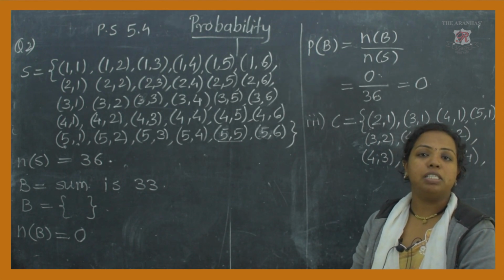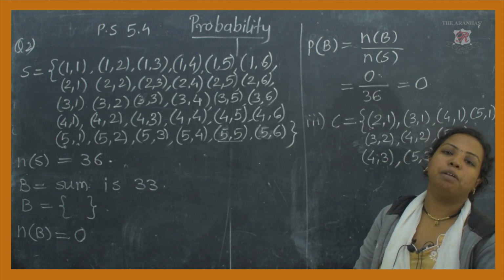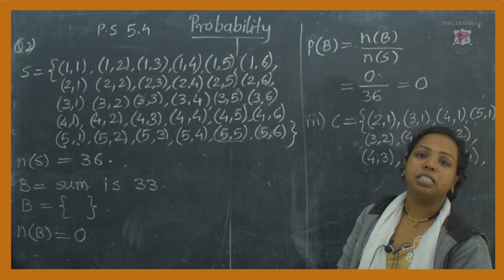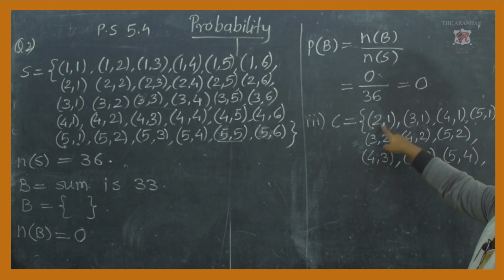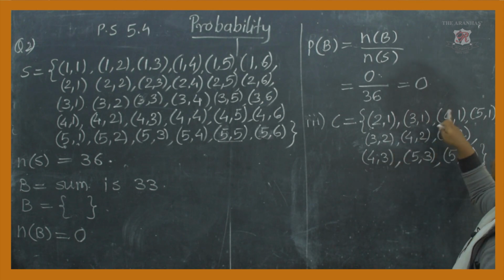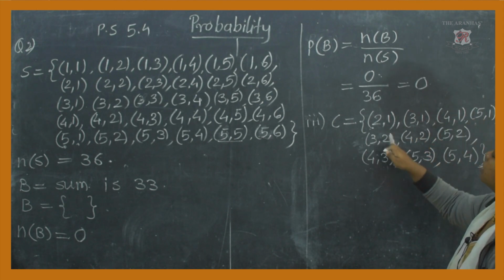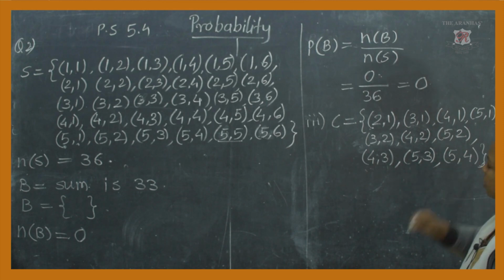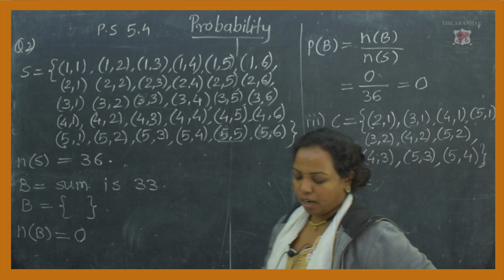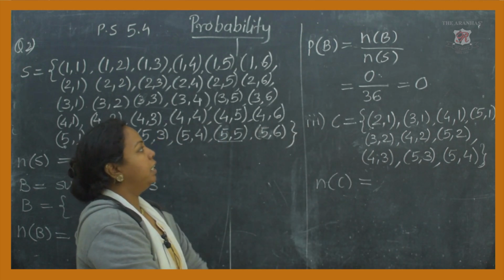What is our event C? The number on the first die is greater than the number on the second die. So, on the first die, if you see everywhere the numbers that are greater than the number on the second die, these are such numbers: 1, 2, 3, 4, 5, 6, 7, 8, 9, 10. So, n(C) is going to be 10.